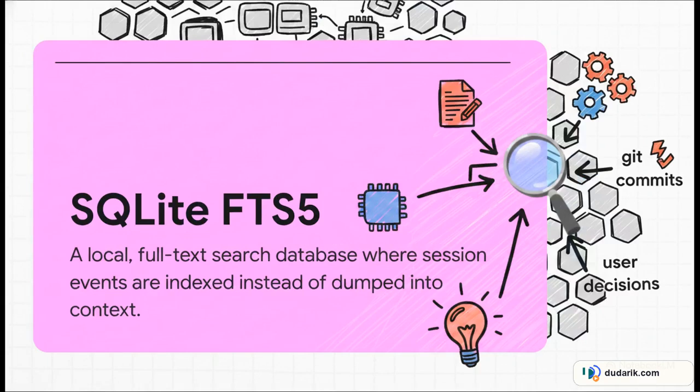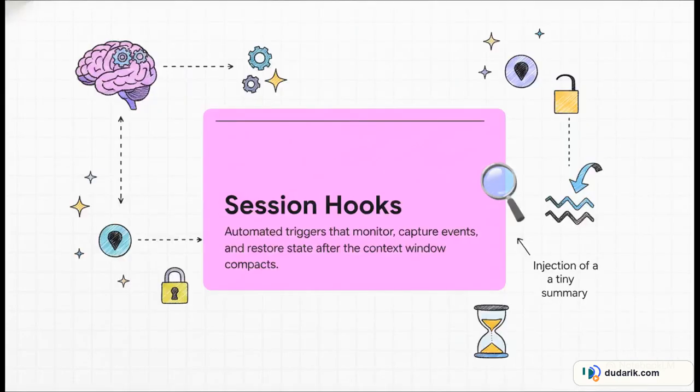That's pillar number 2. Context mode takes all of those events and indexes them into a local SQLite database. This becomes the AI's long-term memory, a searchable knowledge base it can check anytime to remember what happened in the session. Now, the real magic, the glue that holds all this together, is a system of session hooks. Think of them as automated triggers that are constantly watching what the AI is doing.